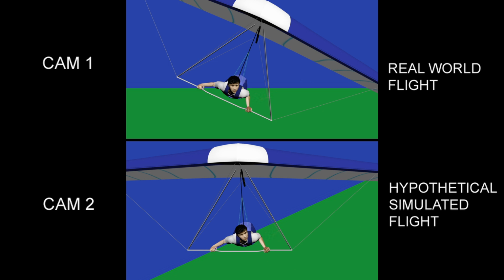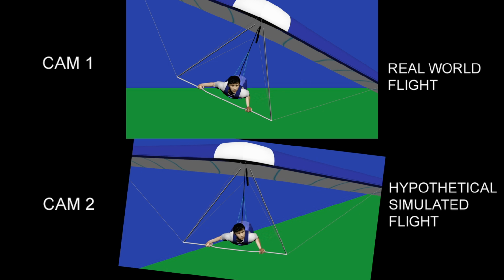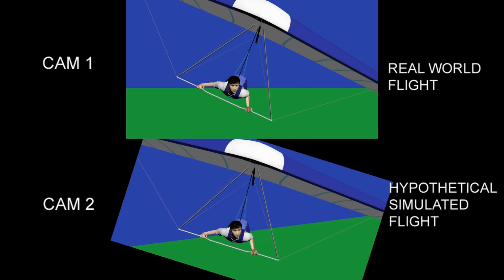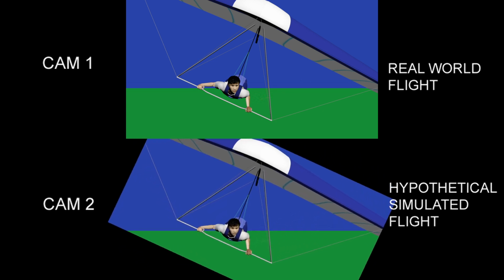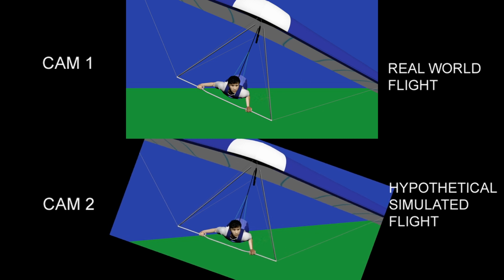If I undo the counter rotation of Cam 2, you can see that both Cam 2 and Cam 1 show the exact same image, like here. Now counter rotate Cam 2 again.